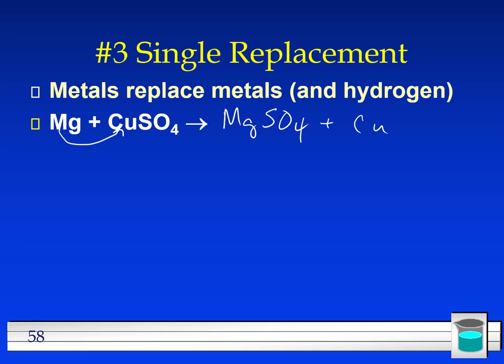Now I got to worry about subscripts. Same process. Can Cu be by itself? Yeah. Mg is 2 plus. SO4 is 2 minus, so that's the right formula. Then we have to balance. 1 Mg, 1 Mg, 1 Cu, 1 Cu, 1 SO4, 1 SO4. It's all balanced.